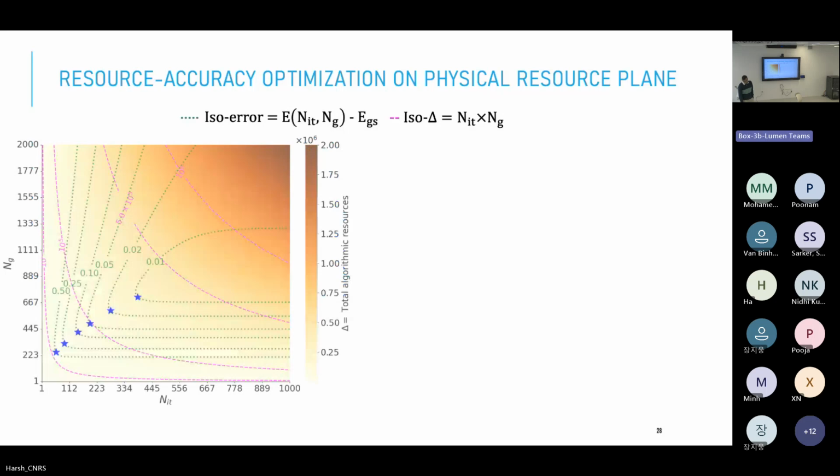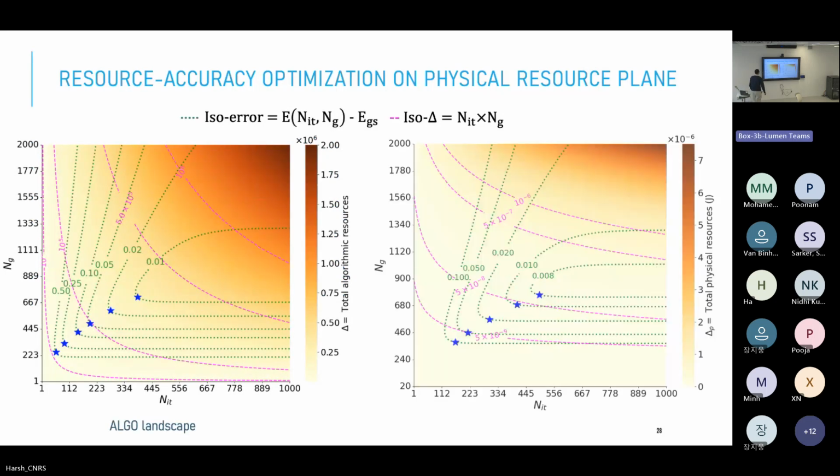the landscape is distorted. Based on a certain assumed quantum hardware energy consumption and assumed iteration energy consumption, we see that the points shift now towards n iterations when you implement the same landscape on a physical energy map.